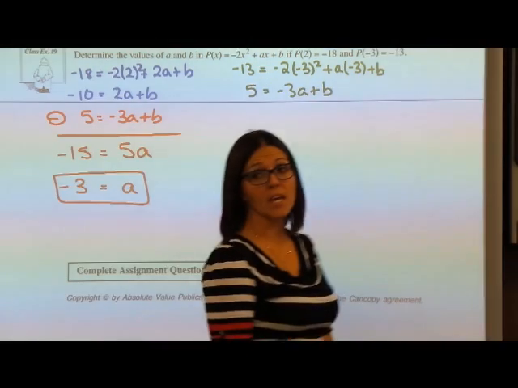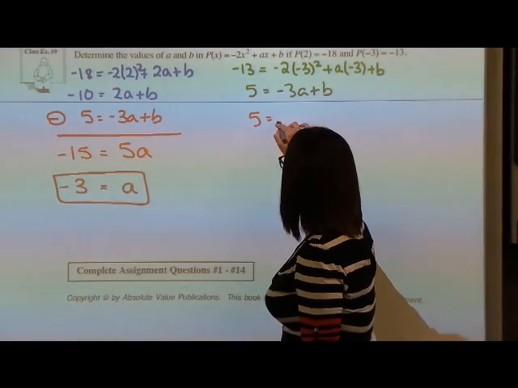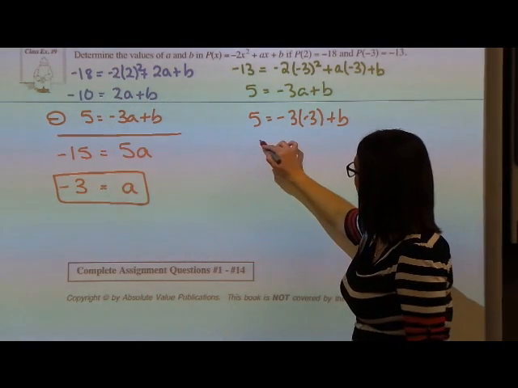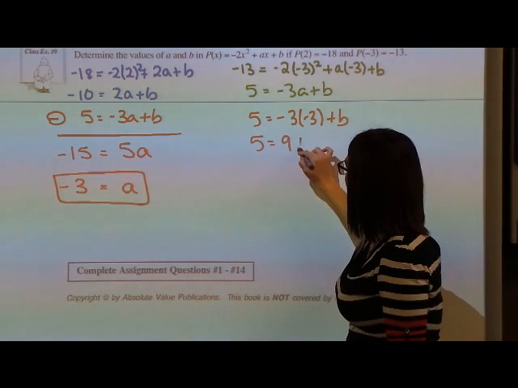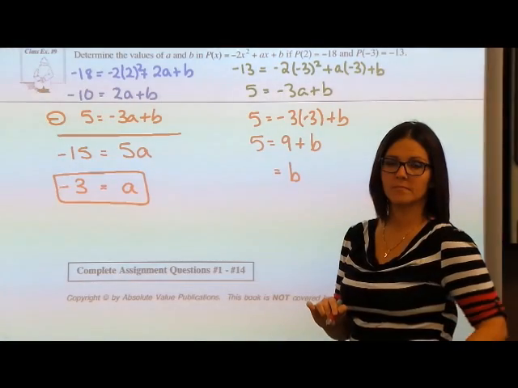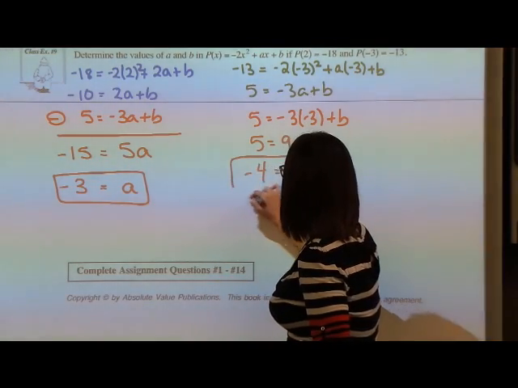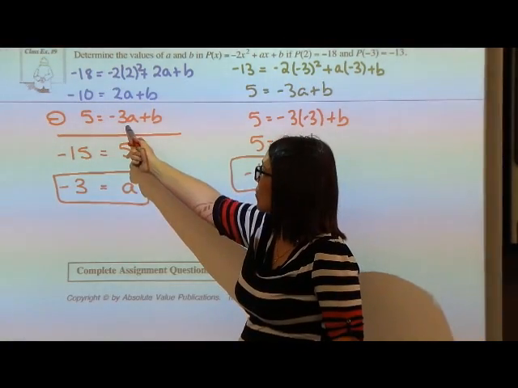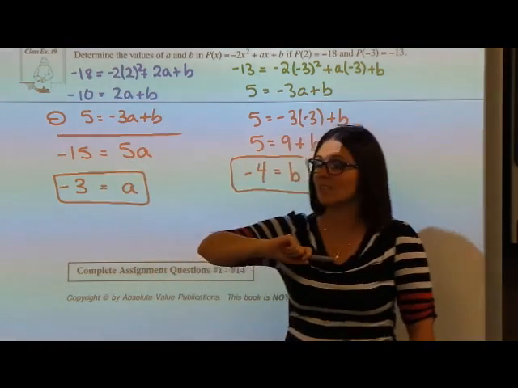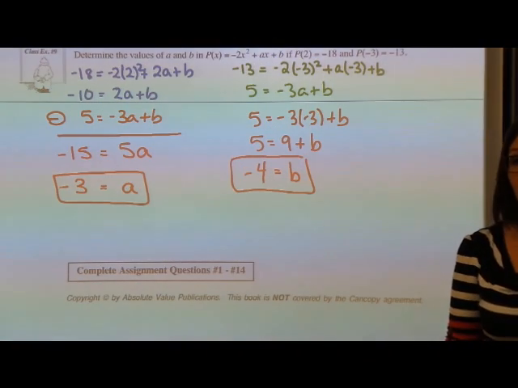And then to find B, I can put it into one of those two equations. 5 equals negative 3 times negative 3 plus B, which is 9. So what does B equal? Negative 4. And it would equal the same thing if I put it into this equation. Negative 3 times 2 is negative 6. Bring it to the other side, I would still get negative 4.